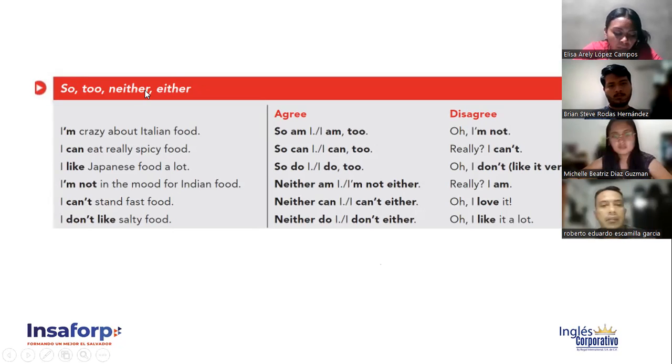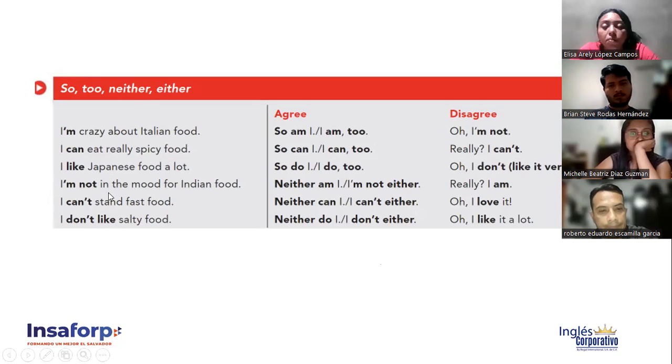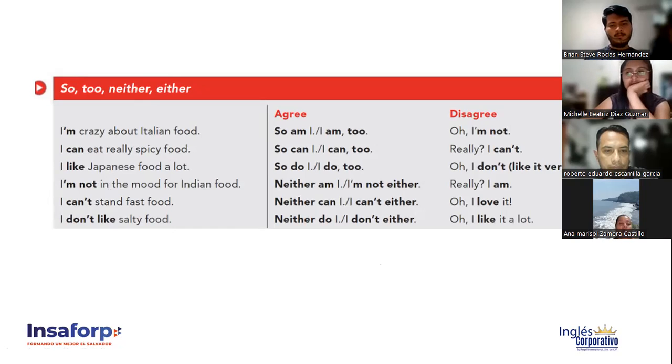Ahora, cuando alguien dice, por ejemplo, no me gusta la leche, I don't like milk. Entonces, como es negativo, uso neither or either. I don't like milk. Neither do I. Or I don't either. Tampoco yo.